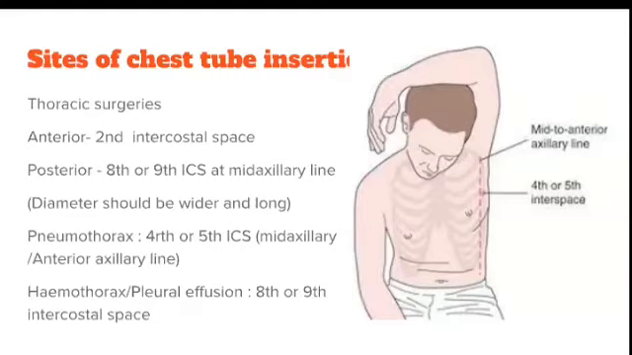So for hemothorax or pleural effusion, the 8th or 9th intercostal space will be helpful. In thoracic surgeries, usually we insert on the anterior side at the 2nd intercostal space and on the posterior side at the 8th or 9th intercostal space at the mid-axillary line. Usually during thoracic surgeries, the diameter should be wider and longer compared to the ICD insertion for pneumothorax or hemothorax. So the site of insertion varies depending upon the indication for which we are doing the intercostal drain.